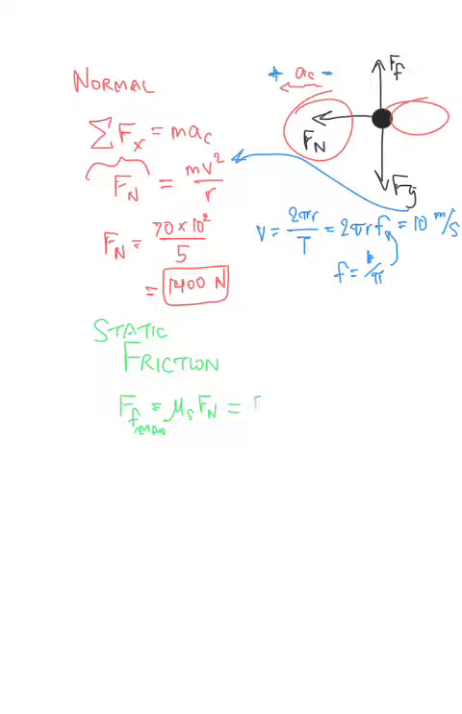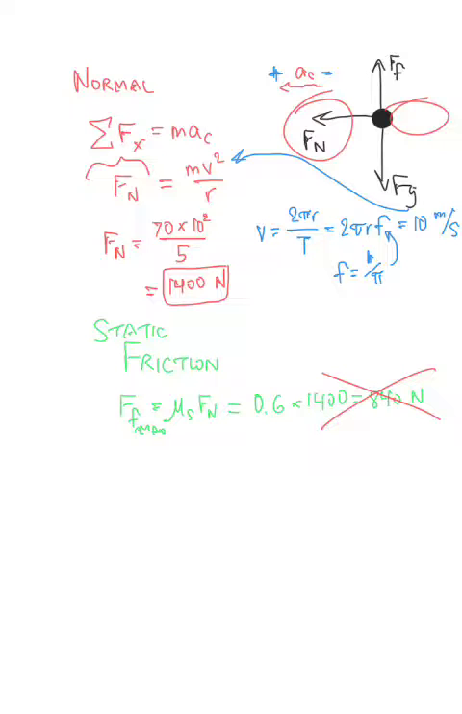So if we did the mu s of 0.6 times her normal force of 1400, which gives an answer of 840 newtons. That is not the actual frictional force acting on her. That is just the maximum possible frictional force that could happen in this situation.